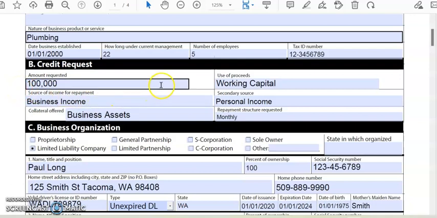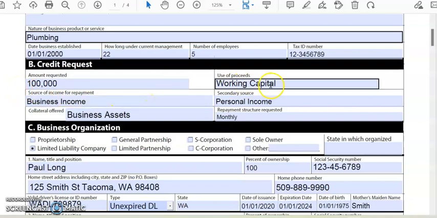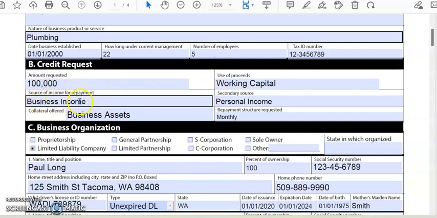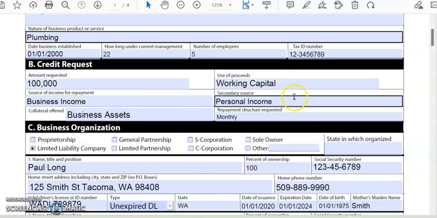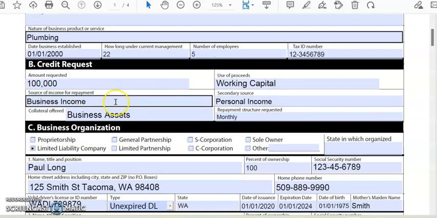In this case, we're requesting $100,000 for working capital. The source of income is going to be the business income. That's how the loan is going to be repaid, through the income from the business. The secondary source is probably your personal income, in the case where business income is not able to work. What collateral are you going to be able to offer?